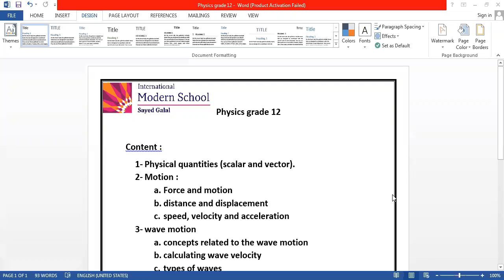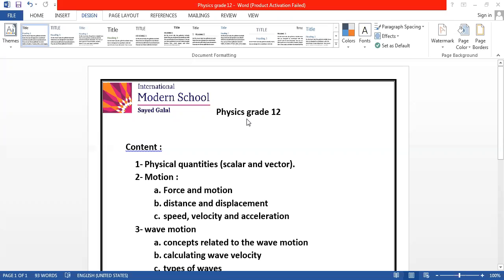So I prepared these contents for you to be studied this year. The first unit we're going to study is physical quantities. As I said before, it is anything that can be measured. You can measure the volume, the mass, the time, the electric current intensity, the sound volume, the speed, the acceleration. All these are physical quantities.